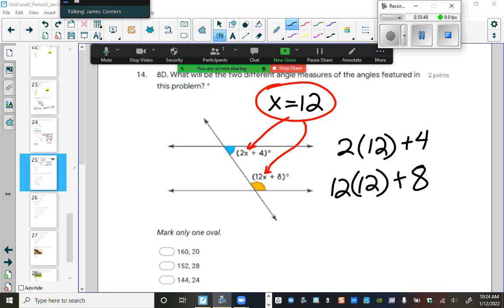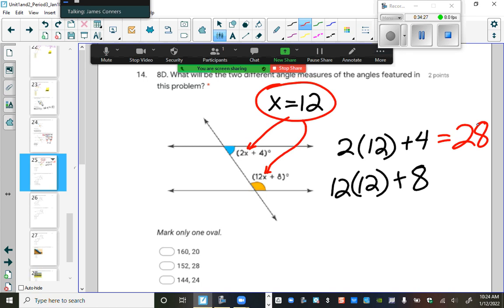Okay, plug in x equals 12 for both expressions. Who could tell us what we have? So for 2x plus 4, we got 28. Jason said 28 for the top angle. Agree or disagree with Jason? Agree? Who's not sure? Be honest. Top angle, he said 28. 2 times 12 plus 4. Agree with the 28 there, Valerie?